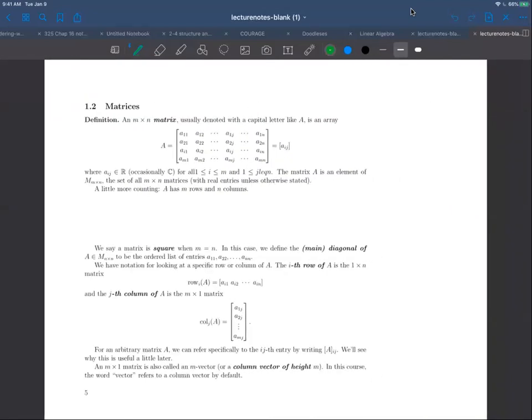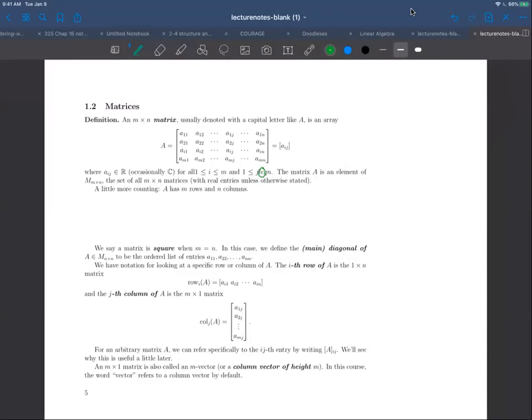And I want to talk about matrices. So the first thing that we see here is an m by n matrix, which we tend to write with a capital letter A. It's an array. It has m rows and n columns. And oops, here's another typo.